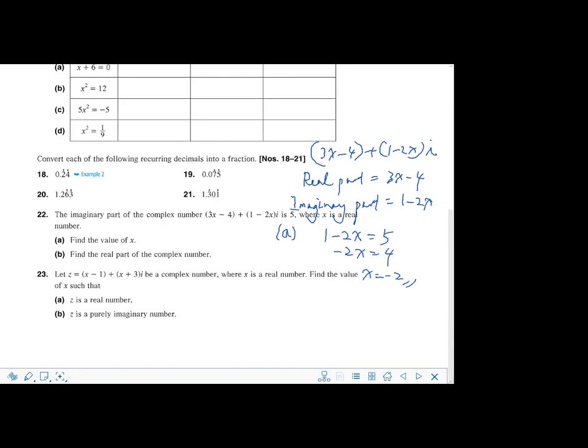It's okay. And then part B. Part B. Find the real part of the complex number. Find the real part. Because we have found that the real part is equal to 3x minus 4. Okay, the real part is actually 3x minus 4. Okay, but we have found the value of x. So we can answer the question. The real part is equal to 3 times negative 2 minus 4. Okay, so that should be equal to negative 10. That is the answer of part B. Is that okay?